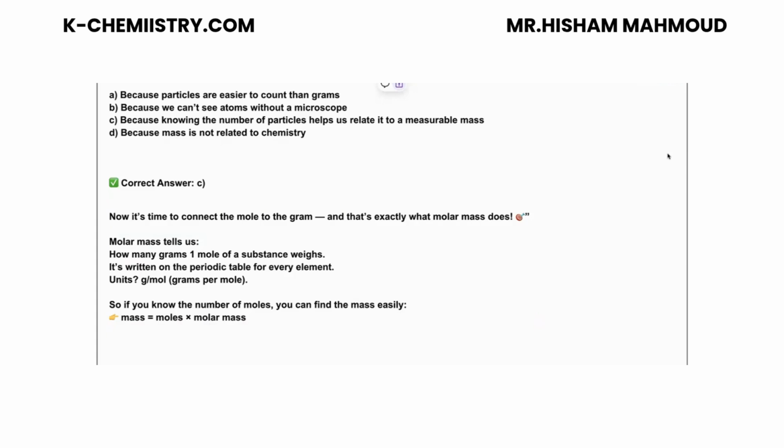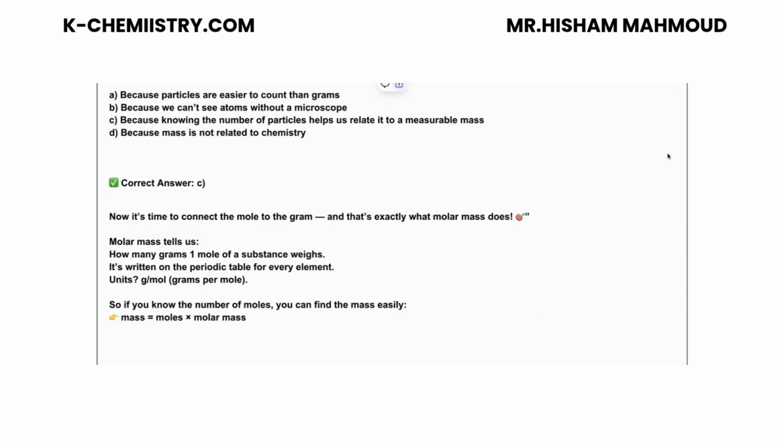Now it's time to connect the mole to the gram, and that's exactly what molar mass does. Molar mass explains itself: the mass of one mole. Molar mass tells us how many grams one mole of substance weighs on our balance. It's written on the periodic table for every element.